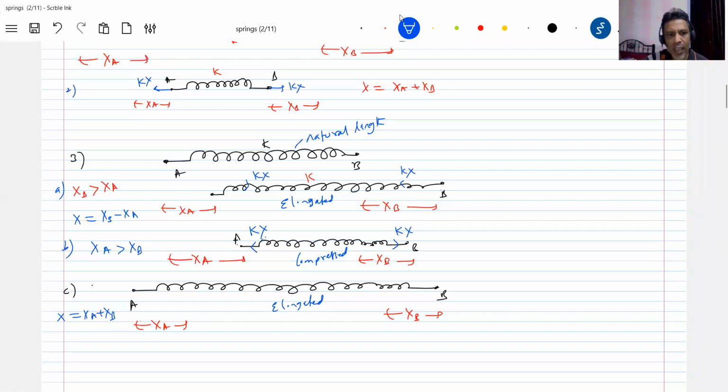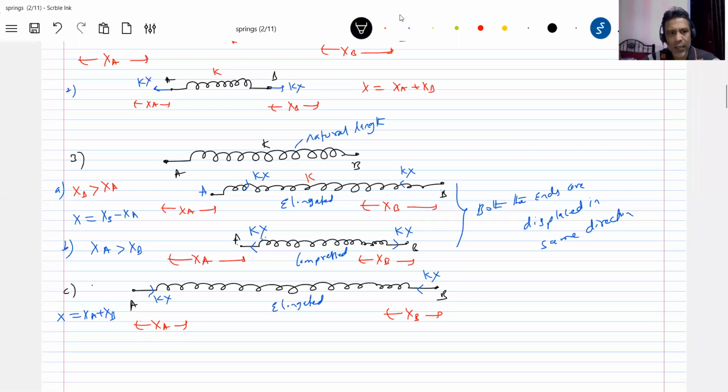Then how should the spring force act? The spring force should act in this direction. I think this is when both the ends have displacement in the same direction. Here, for these two cases, what happened? Both the ends are displaced in the same direction. Here, what happened? Both are displaced in the opposite direction. Okay, let's do one more last case.